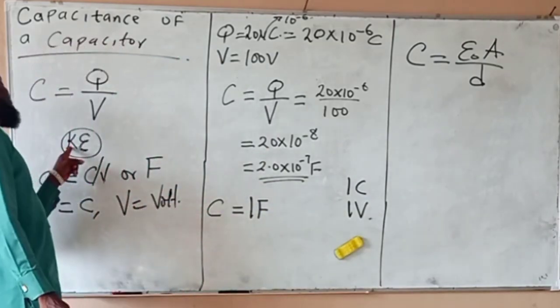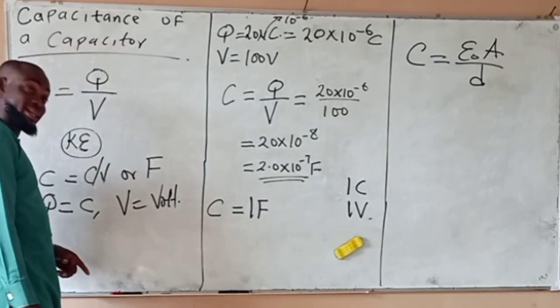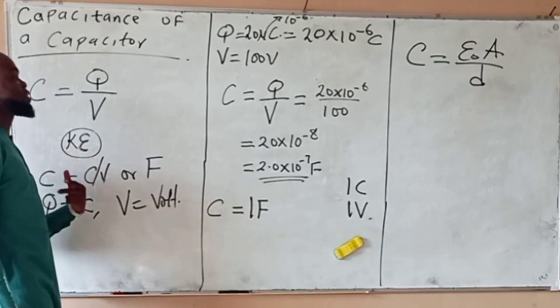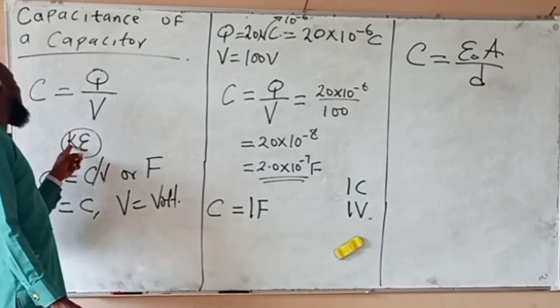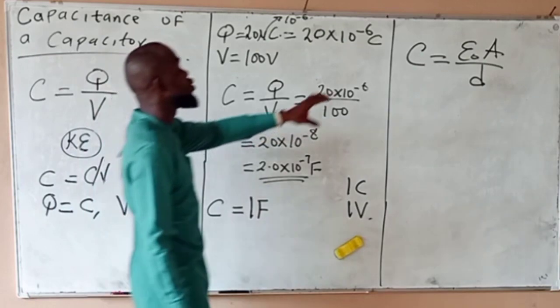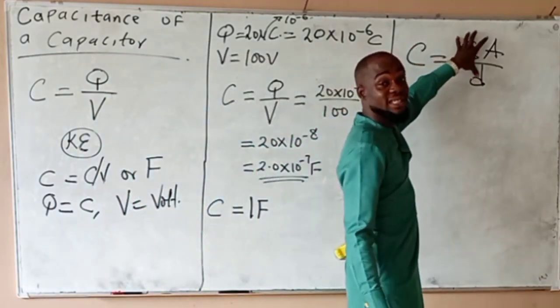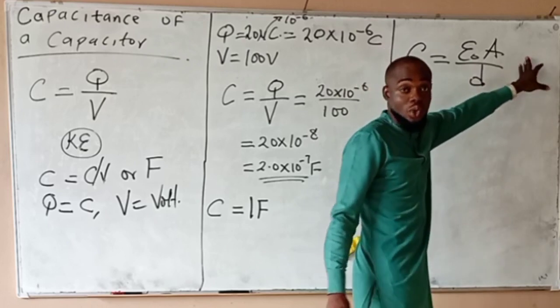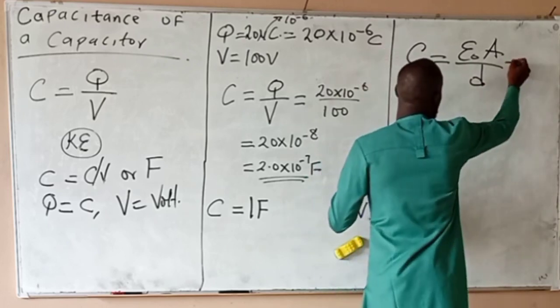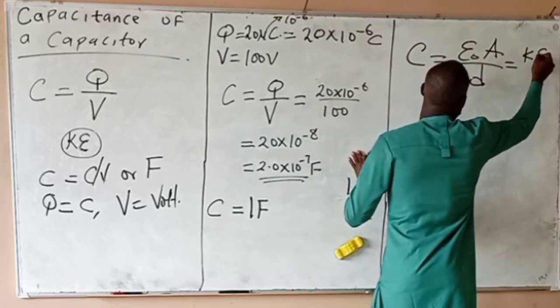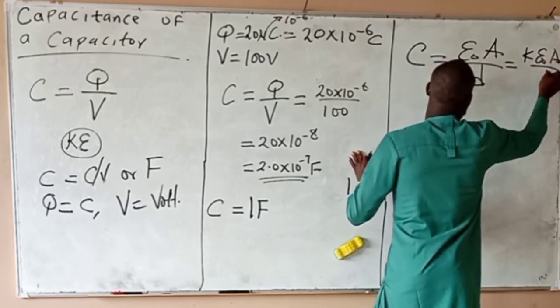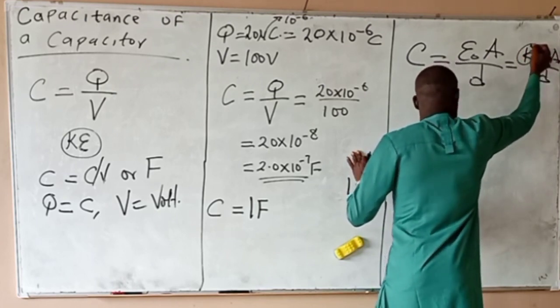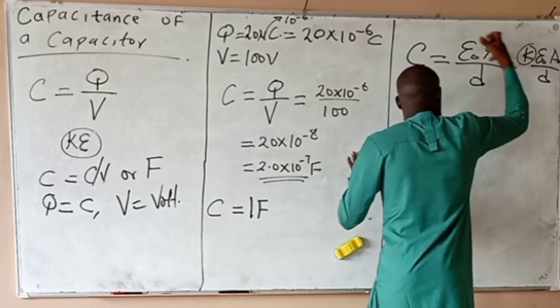Where the dielectric constant is equal to 1. Now, let me just tell you this: if the dielectric constant is not equal to 1, before you apply this formula, say the dielectric constant is equal to 2, then the formula will be K epsilon naught A over D. Then you now impute the 2 here. But this time, we are assuming this K to be 1.